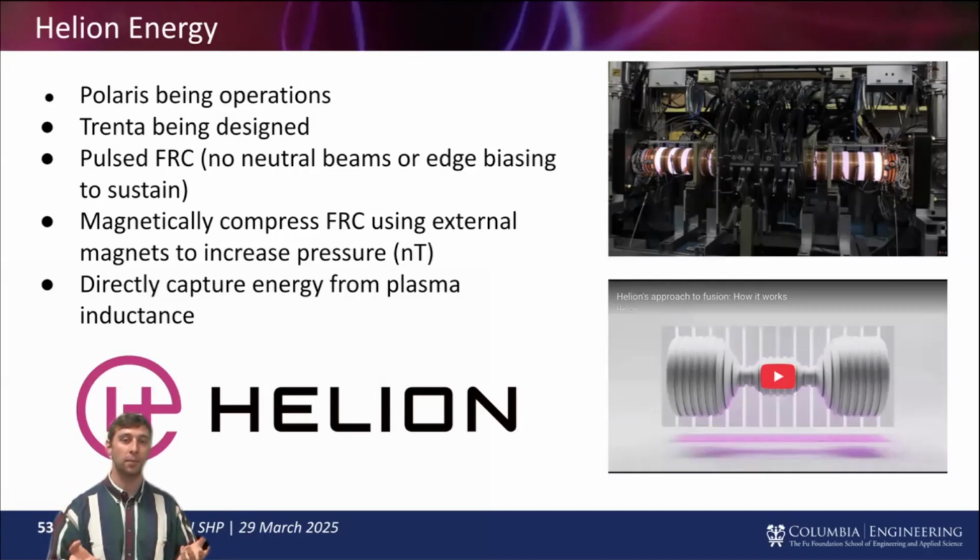They use a magnetic compression approach in order to heat up the FRC using strong magnets outside the plasma, and then they also capture the energy from the plasma using mutual inductance with coils outside the plasma, using what's called a direct energy conversion approach, which can be more efficient than traditional methods for harvesting energy from fusion plasmas.